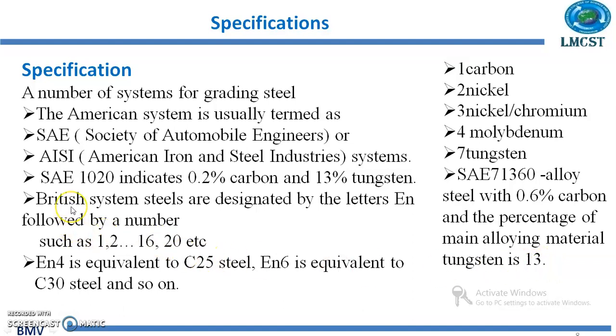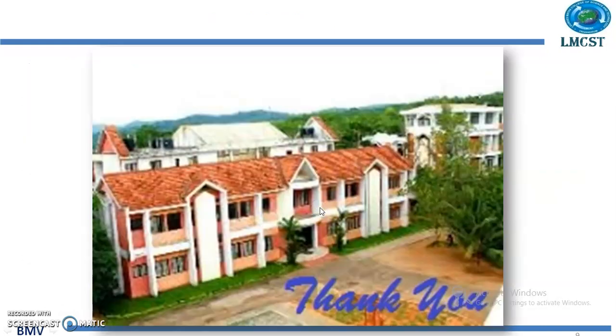Now we have another system for grading steel, that is the British system, and here it is designated by the letters EN followed by a number, that is 1 up to 20, etc. Here EN4 is equivalent to C25 steel, EN6 is equivalent to C30 steel, and so on. So in this session we have seen the ferrous metals and the specification used for designating steel. Thank you.